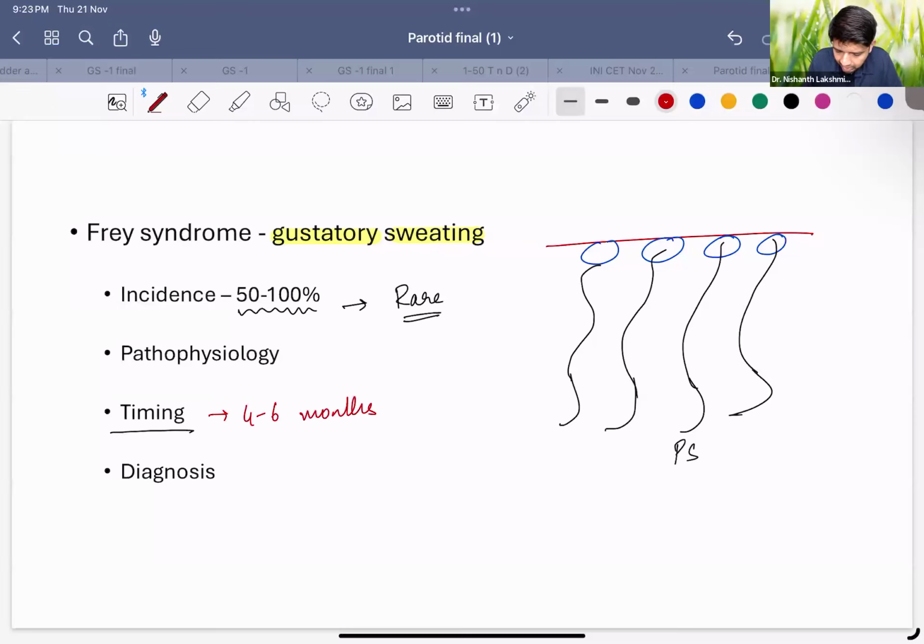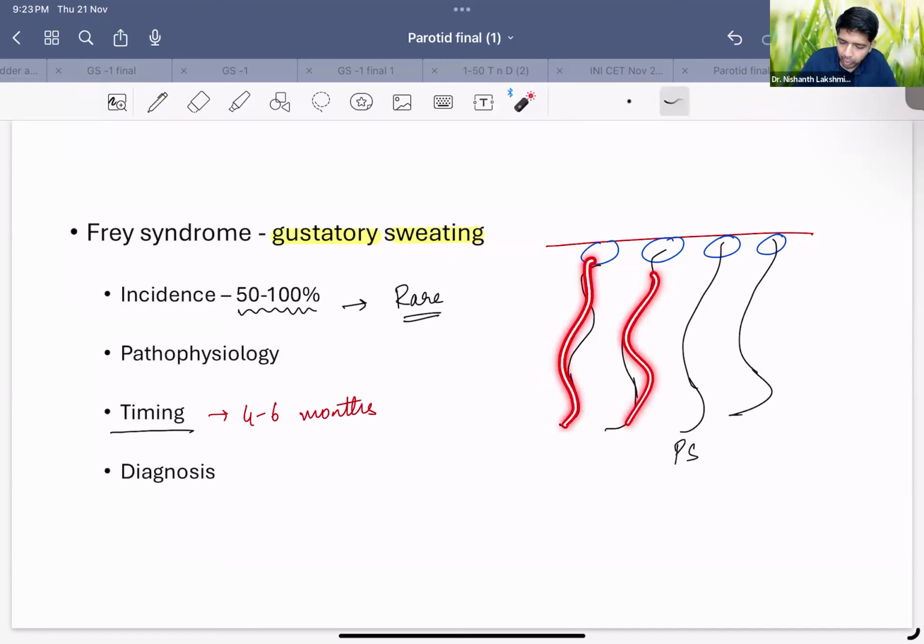So please note that this is not a complication that you commonly see in the post-operative period. It will not happen immediately because these nerves need time to grow, right? They don't grow overnight. So if a neuropraxia can take 1.5 years, where they're just stretching and need to regain function, here we're talking about nerves regenerating and growing, so it will take a longer period. Like I said, 4 to 6 months.